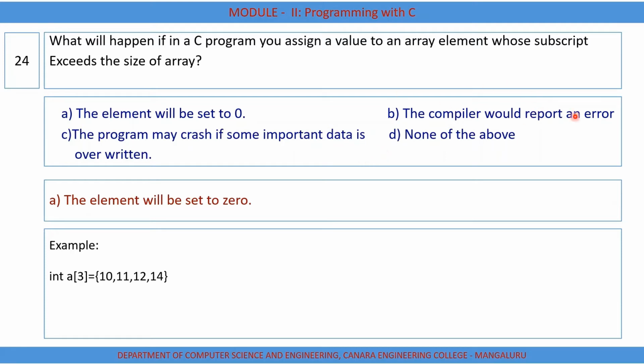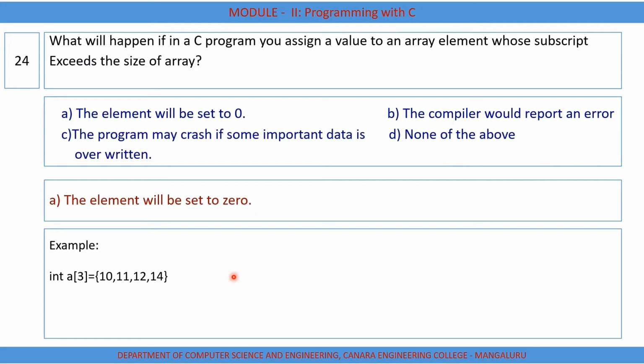The compiler will not report any error, it might give you a warning, but when you run, the program will get executed. Now for example, int a of 3. I have declared an array with the name a and given the size as 3, but I have initialized it with 4 values: 10, 11, 12 and 14. So when I execute the program, 10, 11, 12 will be printed, but 14 will not be printed. Instead of 14, if you try to print the array, you will see that the last element will be 0. So whichever additional element you add to the array, if the limit exceeds, then those elements will be initialized to 0.